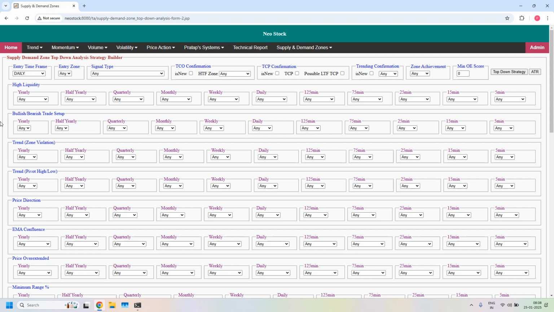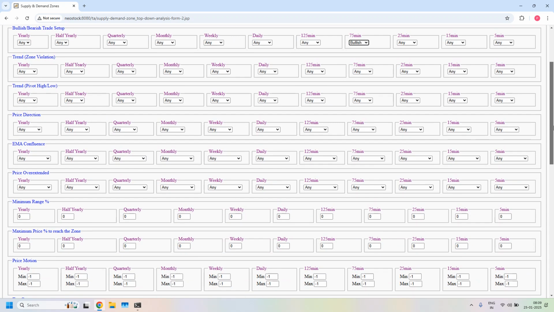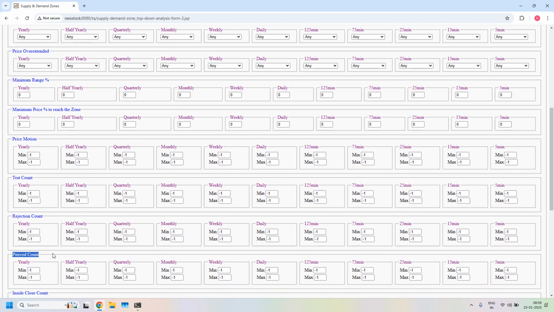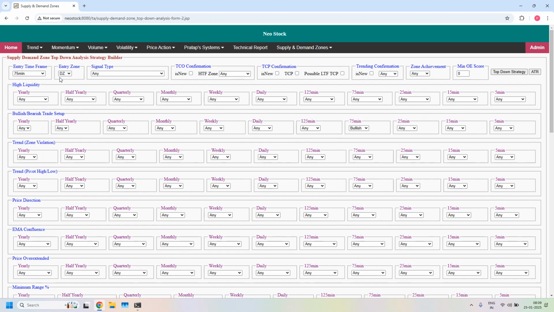Next, bullish trade setup, weekly income trade, entry time frame 75 minutes, entry zone demand zone. In bullish or bearish trade setup at 75 minutes, bullish value is set, and the pierced zones should not be there on the 75 minutes time frame. So in the pierced count at 75 minutes time frame, minimum value 0, maximum value 0. That means pierced count should be 0.